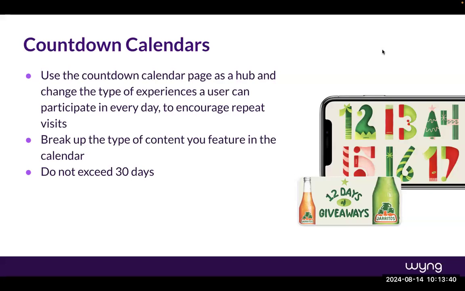Another best practice to keep in mind for countdown calendars is try not to exceed 30 days on the countdown calendar. Sometimes when you get those longer countdown calendars, we see a little bit of a drop off halfway through. So you try to keep it within that 30 days. I would say most commonly, like 12 days of Christmas, that 12 number is definitely one of the more popular ones we see for countdown calendars. Also see some 9-day countdown calendars, things like that.